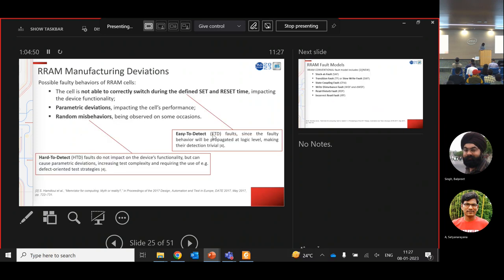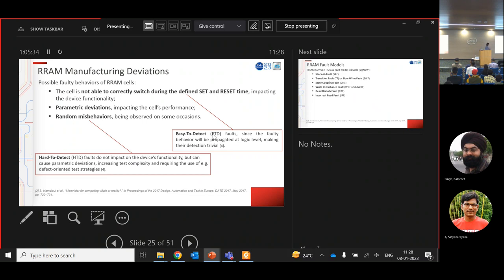So, resuming all this discussion about the possible fault behaviors of resistive RAMs. The first possible fault behavior is that the cell is not able to correctly switch during the set and reset operation time. Because basically you have this pulse, you can program the time that you are going to apply, and you can have some fault behaviors where you cannot properly switch. So this is going to impact the device functionality. This kind of fault behavior is going to be classified as an easy to detect fault, since the fault behavior will be propagated at logic level. This is really easy to detect.